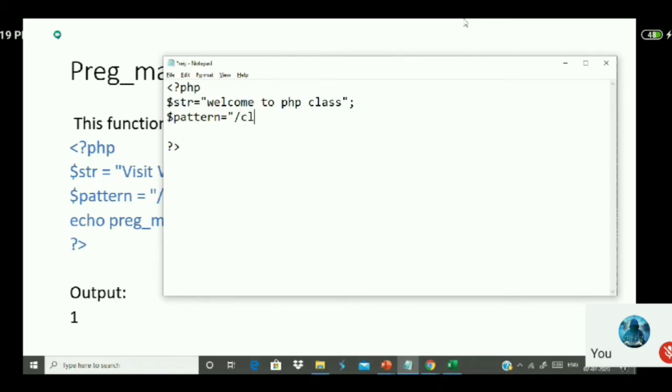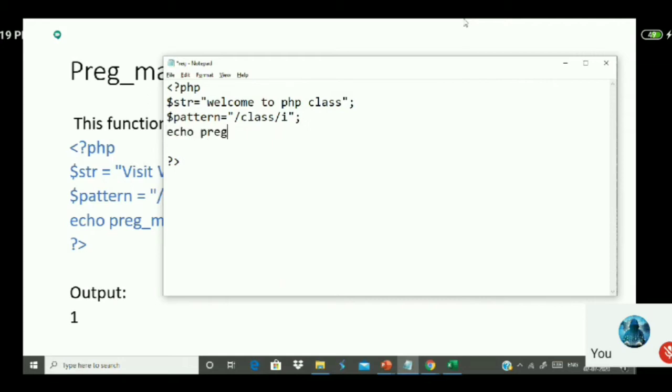I want to verify whether "class" exists in my pattern here. So I enclose this. Are you able to understand? So the first line that I have included is called a sentence, which I have to verify. The next is I'm typing the pattern. I want to verify whether this pattern exists in that string or not. Finally, I'm doing echo.